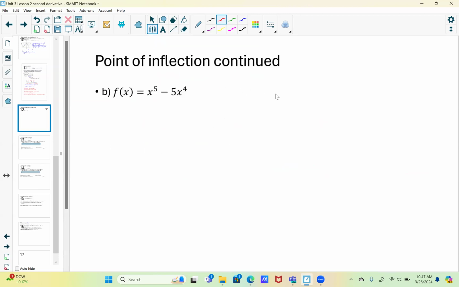Okay, so let's do one more example. We want to find the point of inflection of f of x equals x to the fifth minus 4x to the fourth. So we do the same thing. We take the first derivative, and then we take the second derivative. And then I'm going to set the second derivative equal to 0.